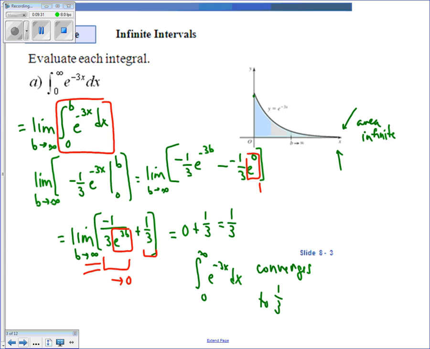It doesn't ever reach 1/3. It's because you're constantly adding a little bit more, but it's going to be getting closer and closer to 1/3 as you go further out. And that's what we mean by convergence.